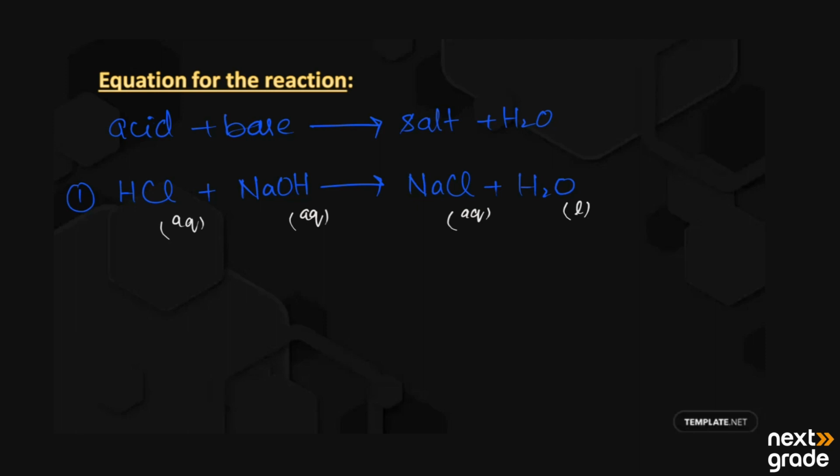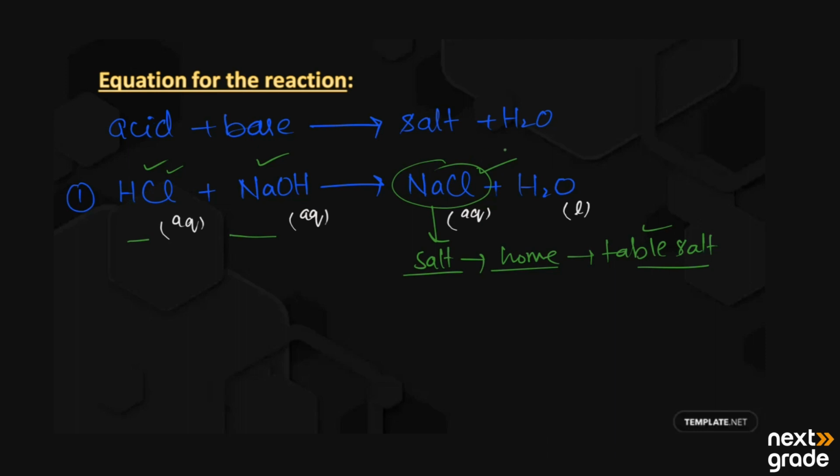In this reaction, this is an acid, this is a base, and sodium chloride is the simple salt, the salt that we use in our homes, the table salt, NaCl. So you must remember that NaCl is the table salt produced when the reaction happens between HCl and sodium hydroxide. When acid and base react, the products are salt and water. This reaction is known as a neutralization reaction. Why is it called a neutralization reaction? Because it produces a neutral product.